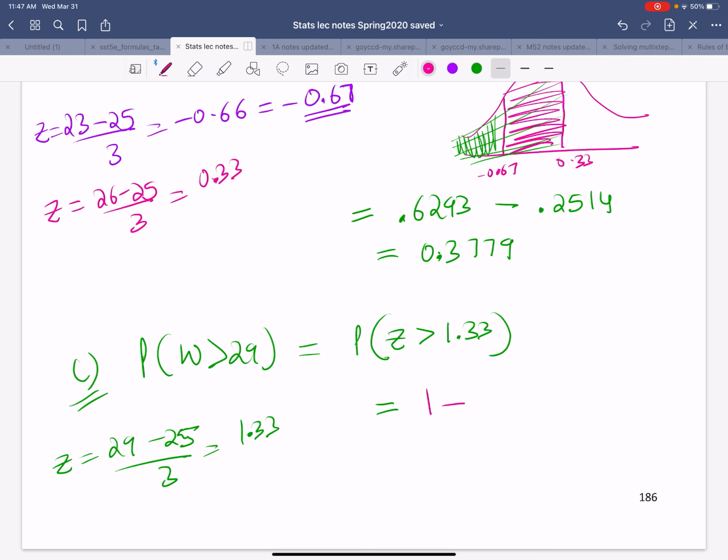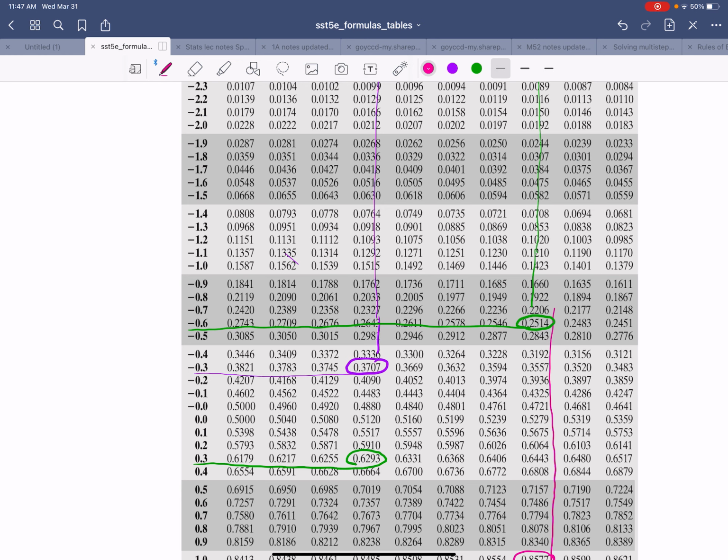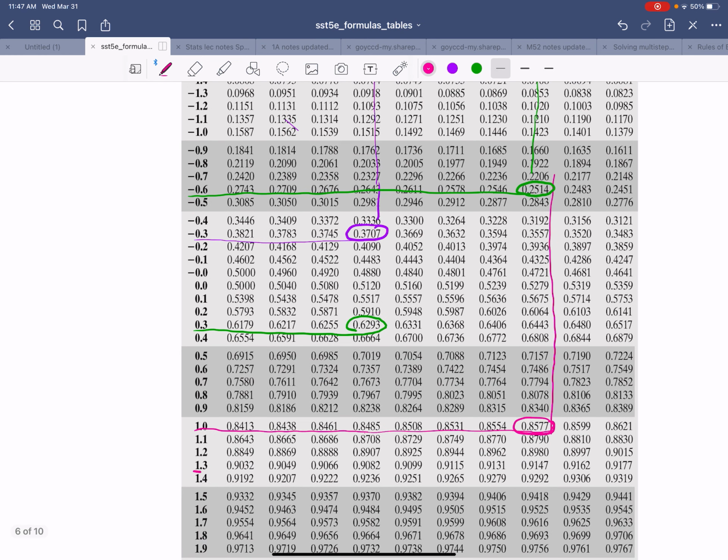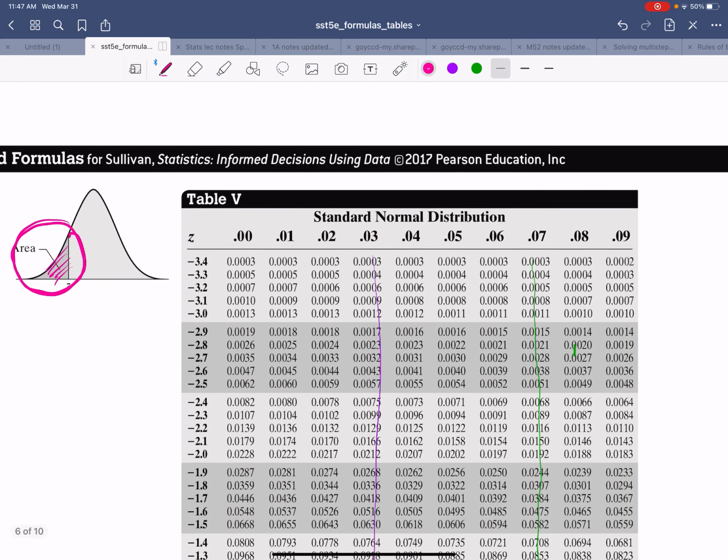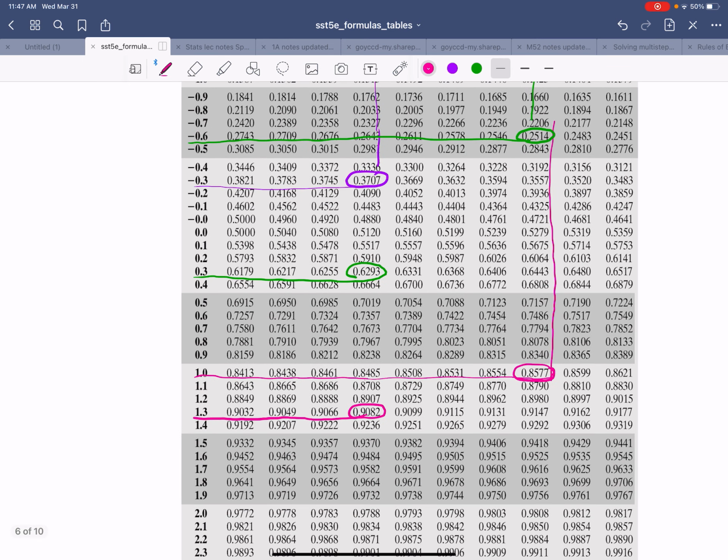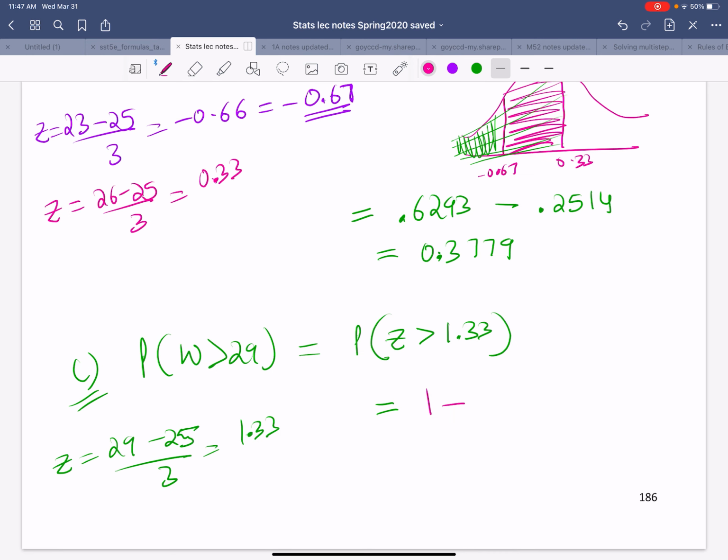So area to the left of 1.33 is 0.9082, yep, 0.9082. And when we subtract, 1 minus 0.9082 is going to give us 0.0918. So this is going to give me area to the right of 1.33.